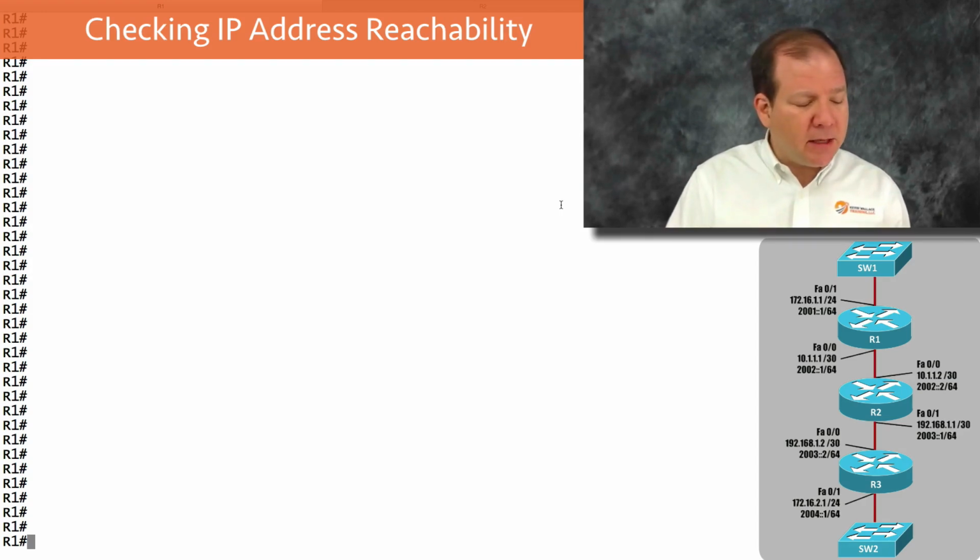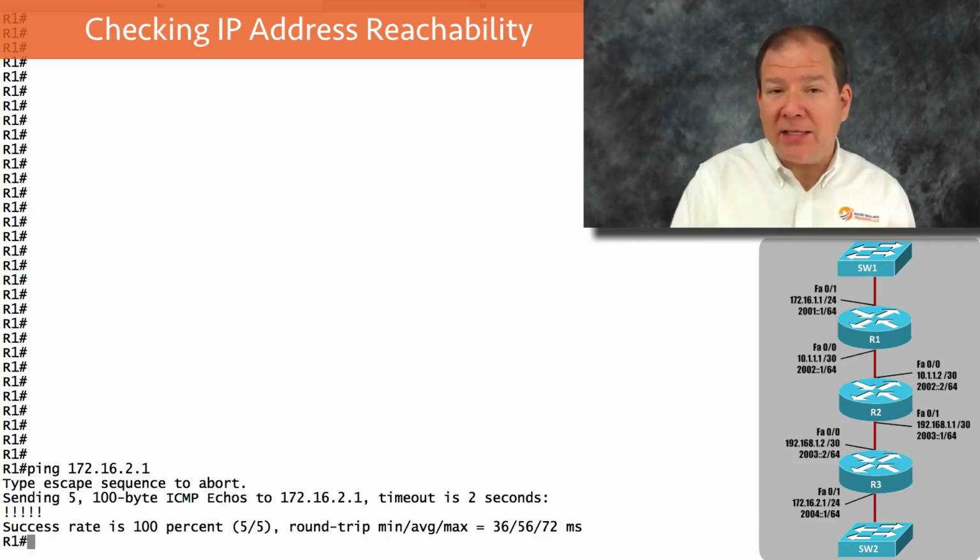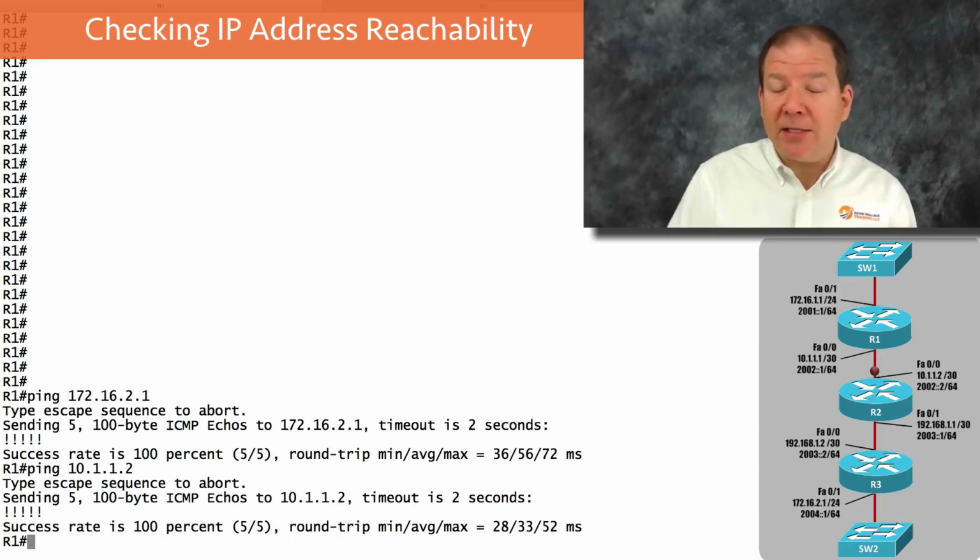In this example, let's say that I'm sitting on a router R1 and I'm wanting to see if I have connectivity to the Fast Ethernet 0/1 interface connected to R3 on screen. Let's see if I can ping that IP address. Can I ping 172.16.2.1? And if I can, I know I'm good at layer 3 between R1 and R3. I can, fantastic. If I could not ping it, maybe the next thing I would try is to ping my next hop gateway. Can I ping 10.1.1.2? That's R2? Yes, I can get there.